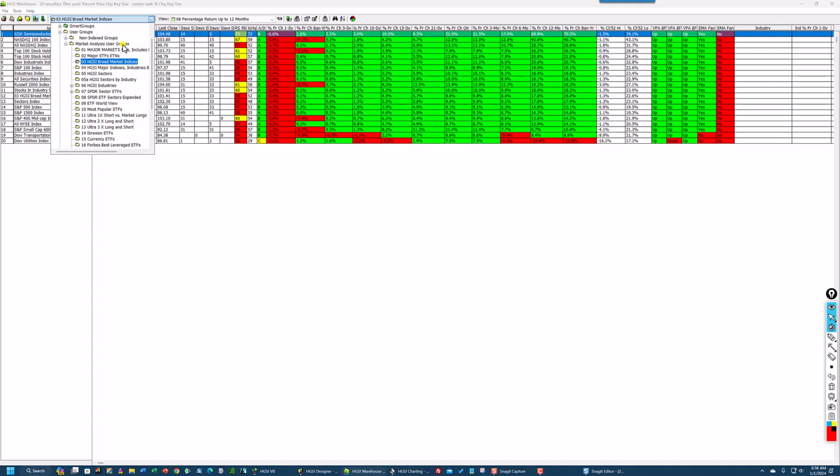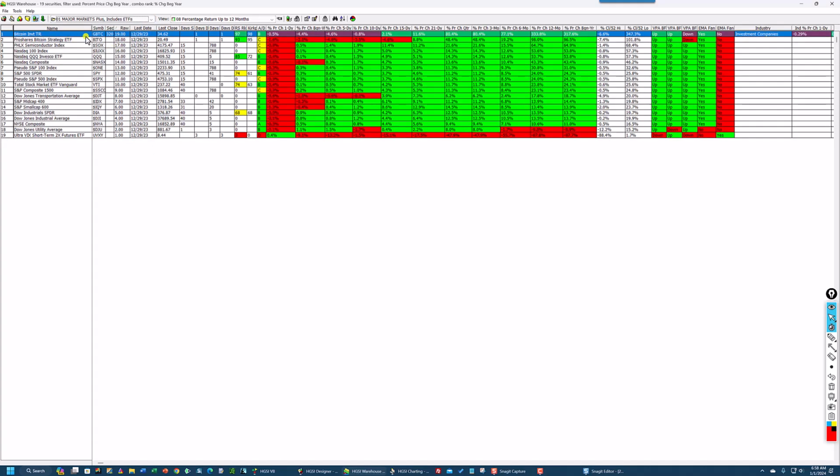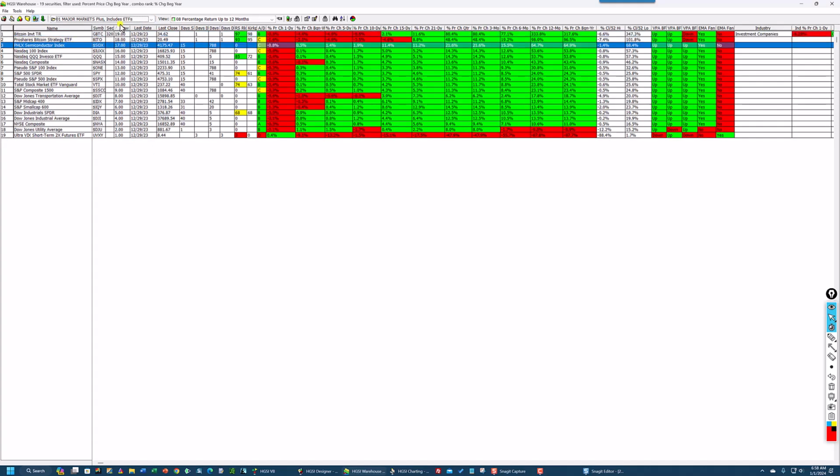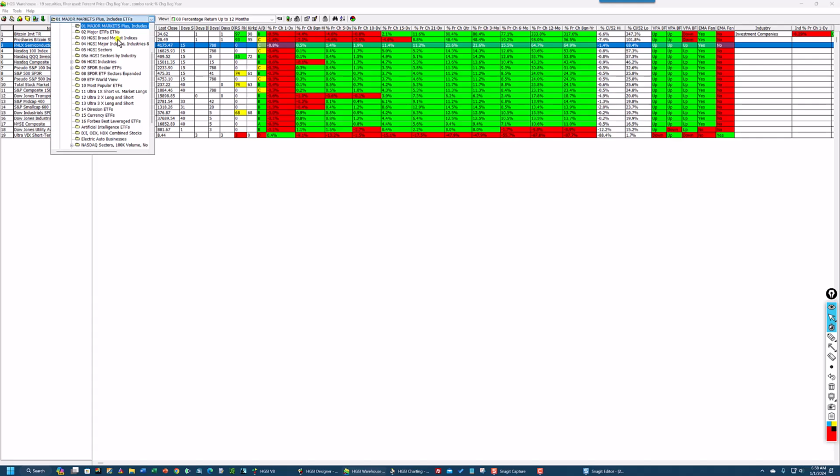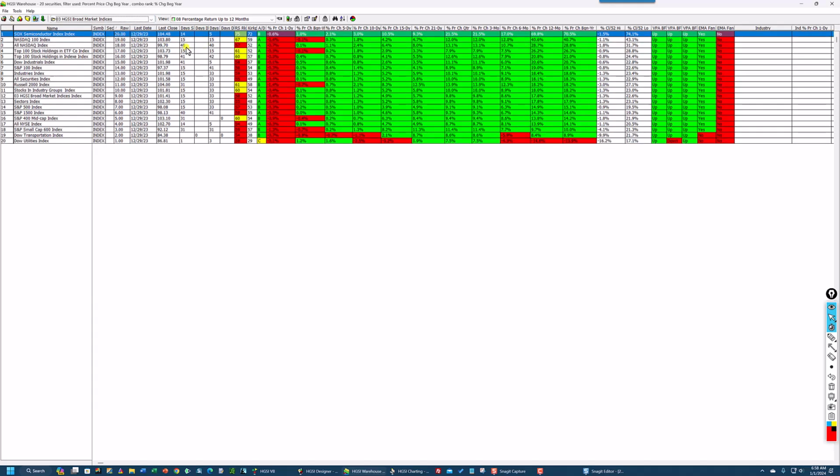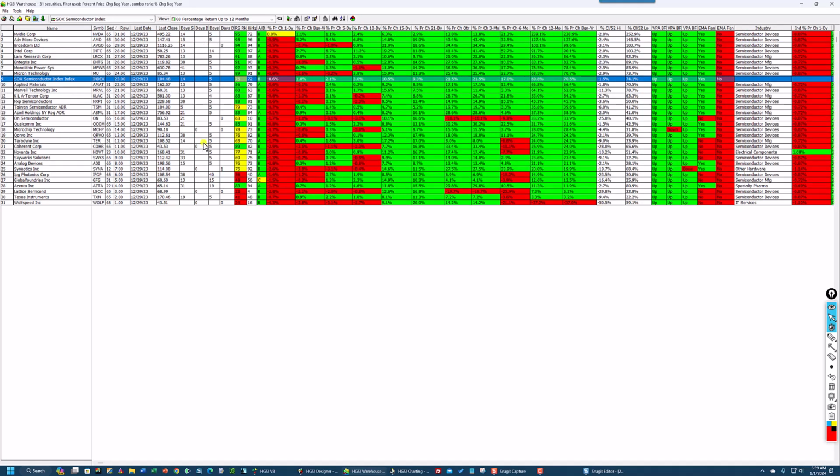Let me go back up to the top. Okay, the SOX, 15 days, and then I go down to the broad market indices, and it is 14 days, as you can see right here. So there's a 1 day difference. But by going down to this index here, I can change to the index group, and then I can look at the stocks in this index and see when they crossed over.